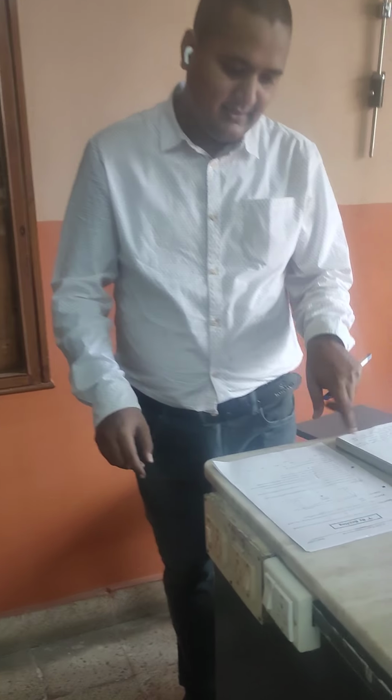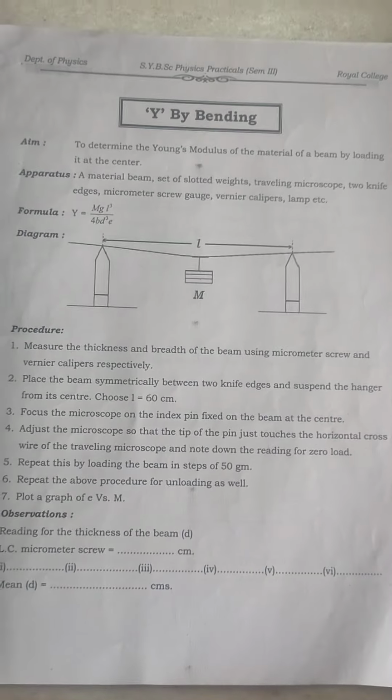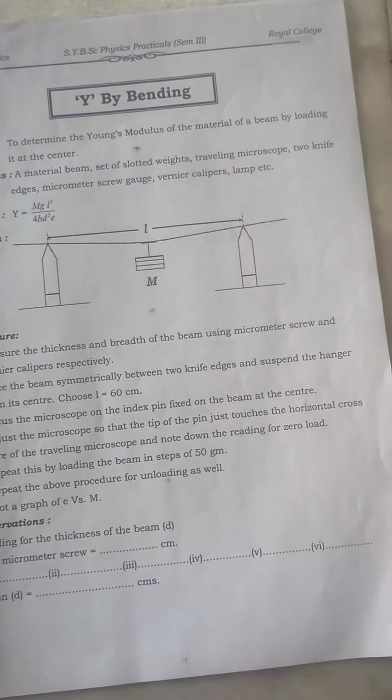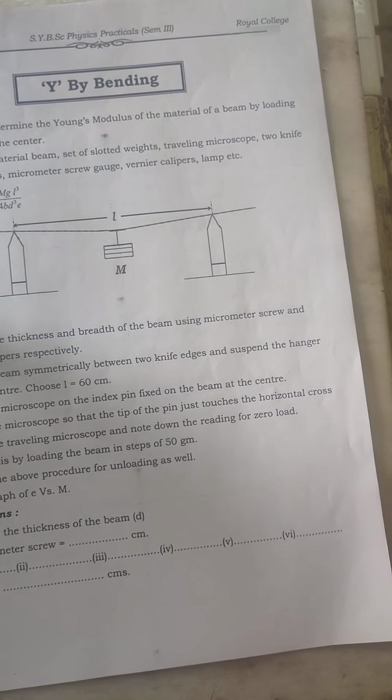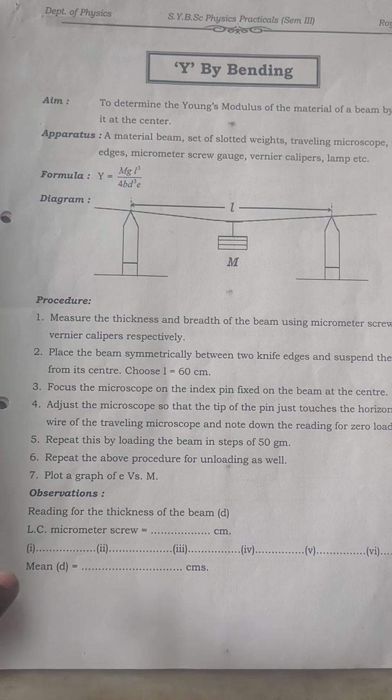Finding Y, which is Young's modulus, by the method of bending. Okay, so here if you look, this is the setup. Here you can see the aim, the apparatus and the diagram showing how we have to connect it, and then we have the observations.